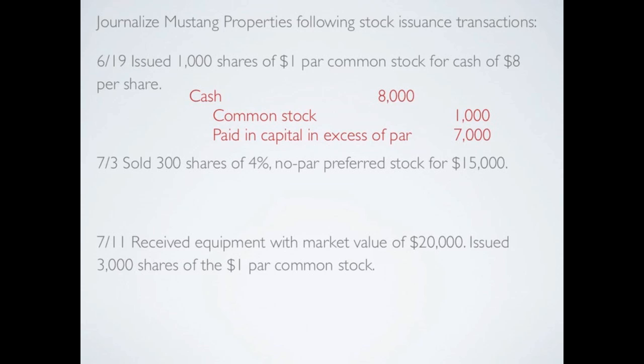So this is also a no par preferred stock. Anytime you have a no par preferred stock, you journalize it as if you are issuing it at par. So we're getting cash of $15,000, and because it's a no par stock, we're treating it as if it were issued at par. So we would credit preferred stock for the $15,000.